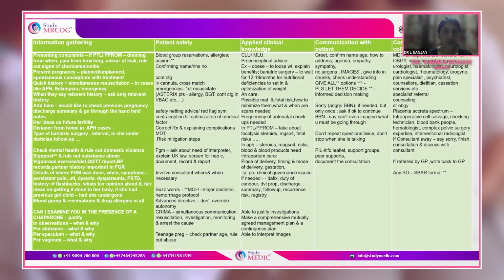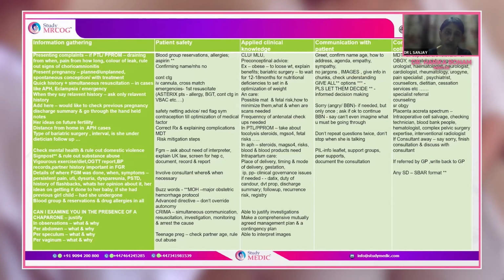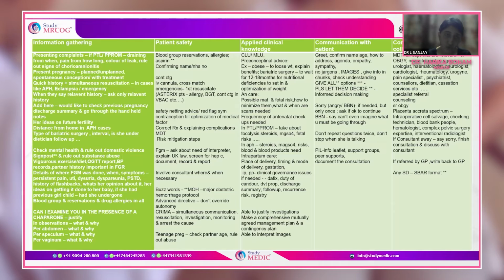And similarly, if she requires DVT prophylaxis, most of the time the need for DVT prophylaxis will be there in the case of the maternal medicine module. So when required, you have to start the DVT prophylaxis.